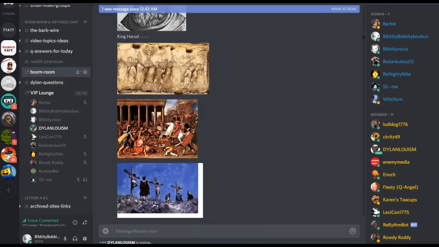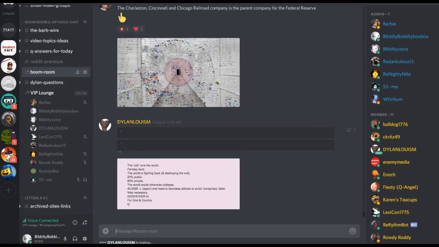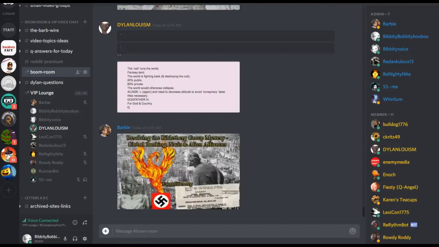Yeah, when QAnon said the cult runs the world, Fantasyland, the world is fighting back, destroying the cult. I mean, that's pretty much the gist of that post. That's why I saved it and shared it, because that's what this map is a proof of, that a cult does run the world. That is this ancient cult of Baal, or pharaonic death cult. That's what Q is referring to, and it's even more proof.